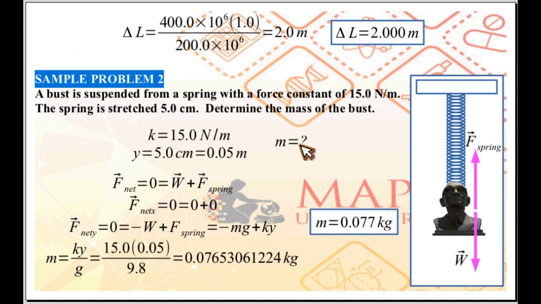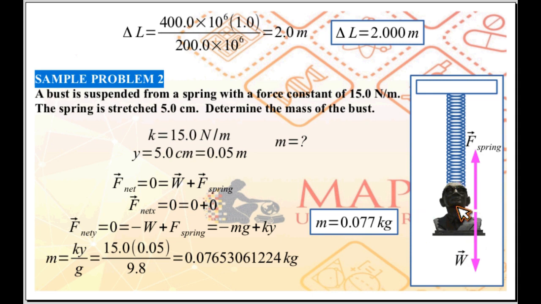Determine the mass of the bust. So again, the bust has mass. It has weight vertically downwards. Because of its weight, the spring will be stretched. The spring will react by producing spring force. It will produce F spring. These are the forces acting on the object, the weight and F spring.